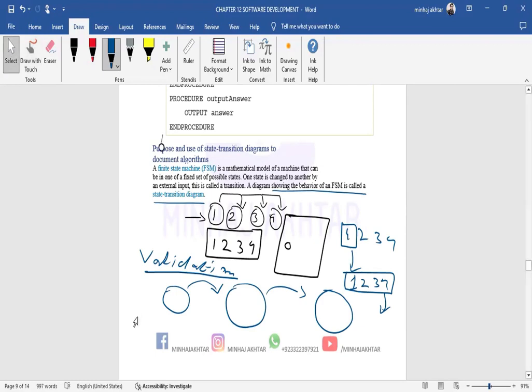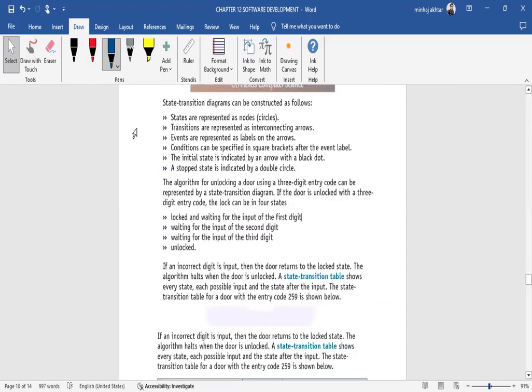अच्छा भाई, अब देखते हैं ये स्टेट ट्रांजिशन डायग्राम होती क्या है. अभी तक तो हमने सिर्फ इसका एक सिनेरियो समझा है. So a state transition diagram can be constructed as follows. So how do we construct it? Let's see, guys. Number one, states are represented as nodes. So whatever the states and conditions are, they are represented by circles, right?